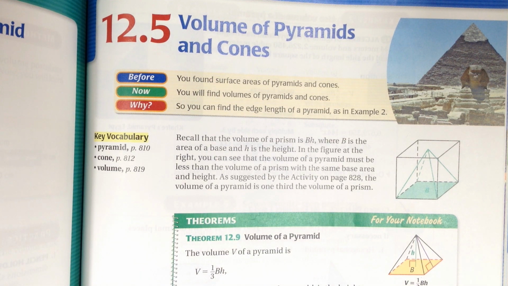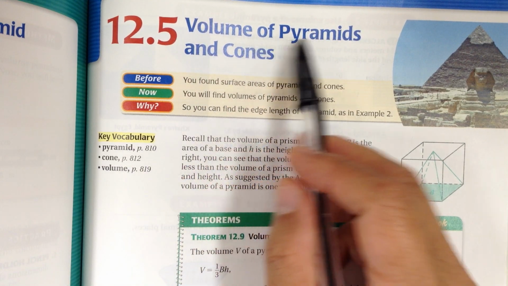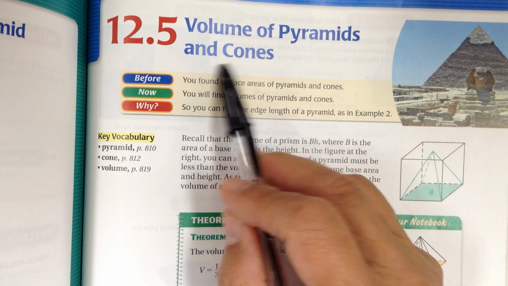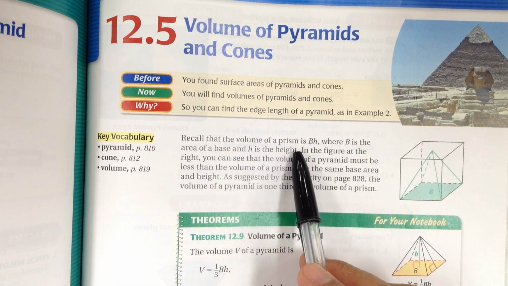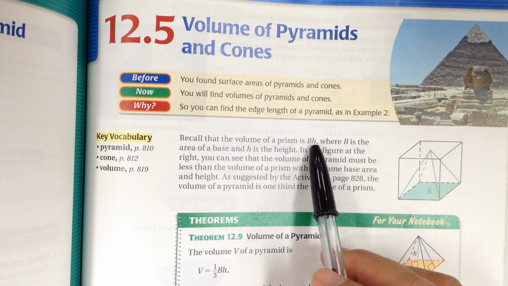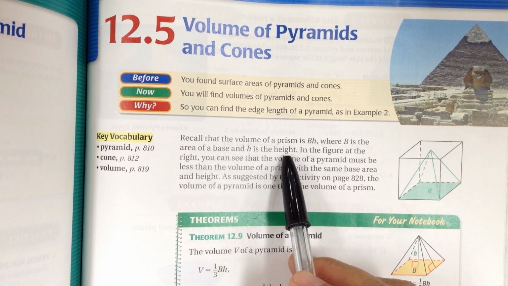Let's go to page 829. This is lesson 12.5. This lesson is to find the volume of pyramids and cones. It says, recall the volume of the prism is base area times height, where B is the area of the base and H is the height.